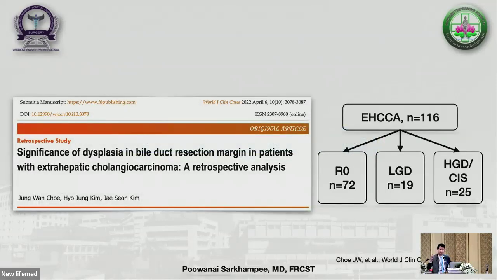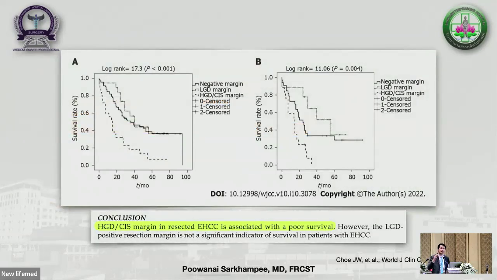There's a lot of literature about these issues. I will show you some papers. This one is from Korea. They collected data of patients with extrahepatic cholangiocarcinoma. The majority of patients had perihilar cholangiocarcinoma, and they compared R0 resection, low grade, and high grade. They found that high-grade dysplasia has a lower survival outcome than R0 resection.